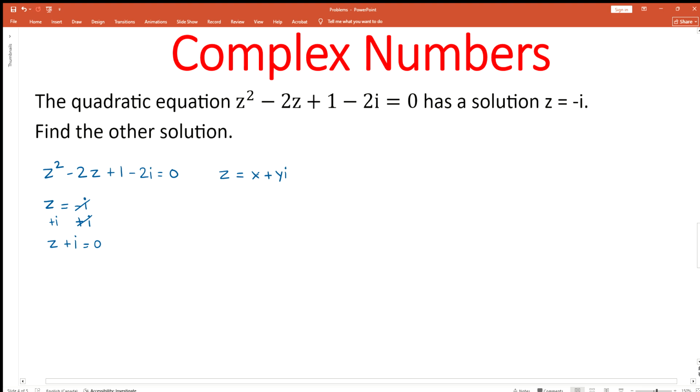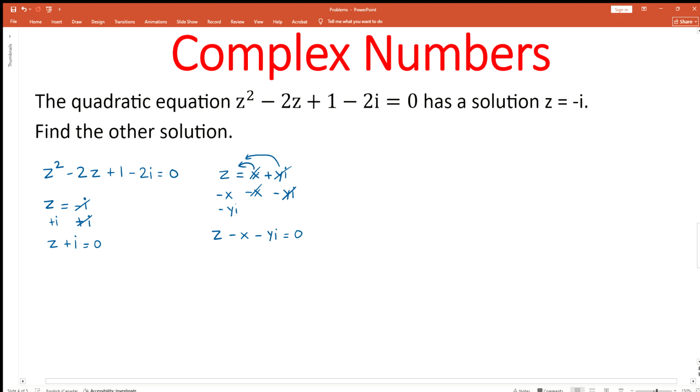We can use this solution to write the second binomial factor for the given equation. We should move x and yi to the left side of the equation. We should subtract x from both sides and subtract yi from both sides. I get z minus x minus yi is equal to 0. So the second binomial factor for the quadratic equation is z minus x minus yi.